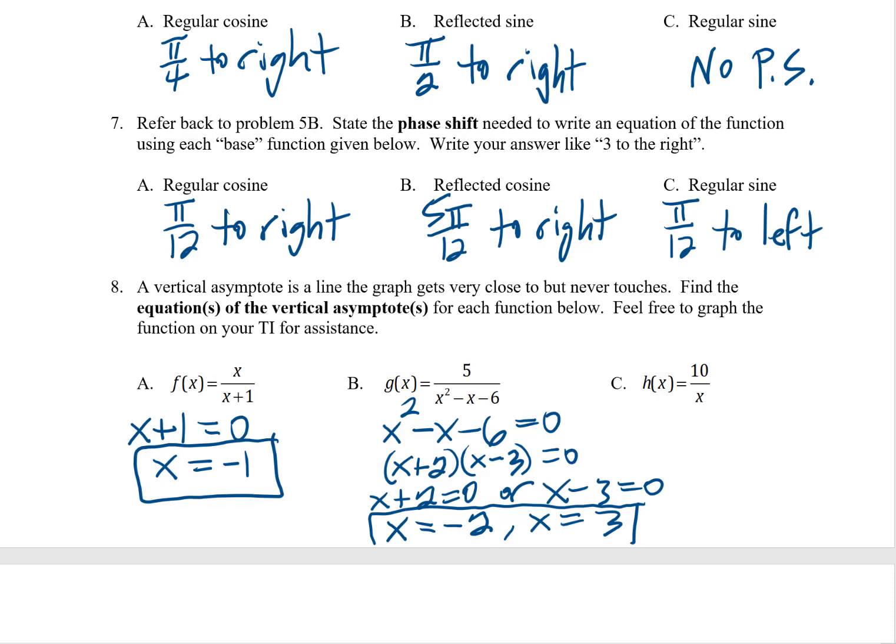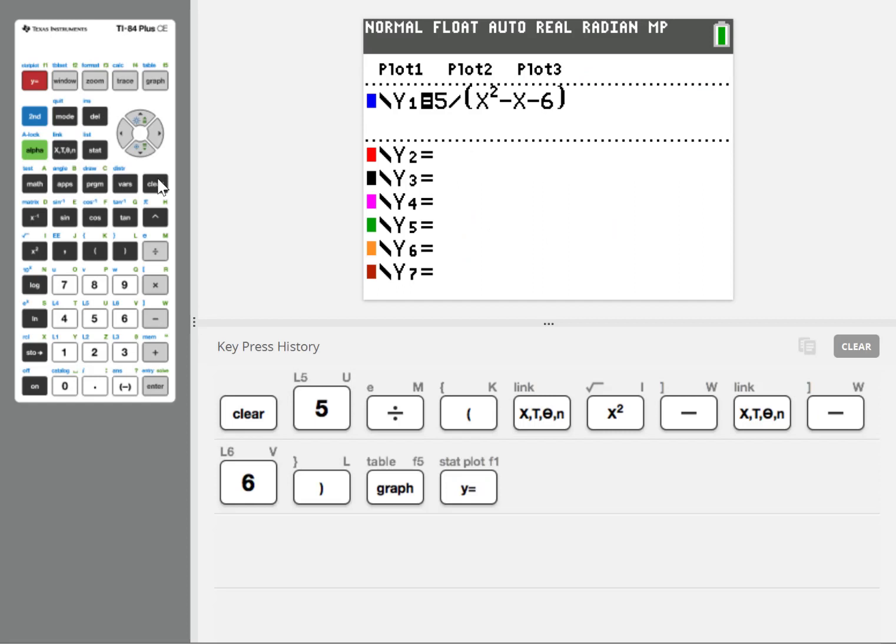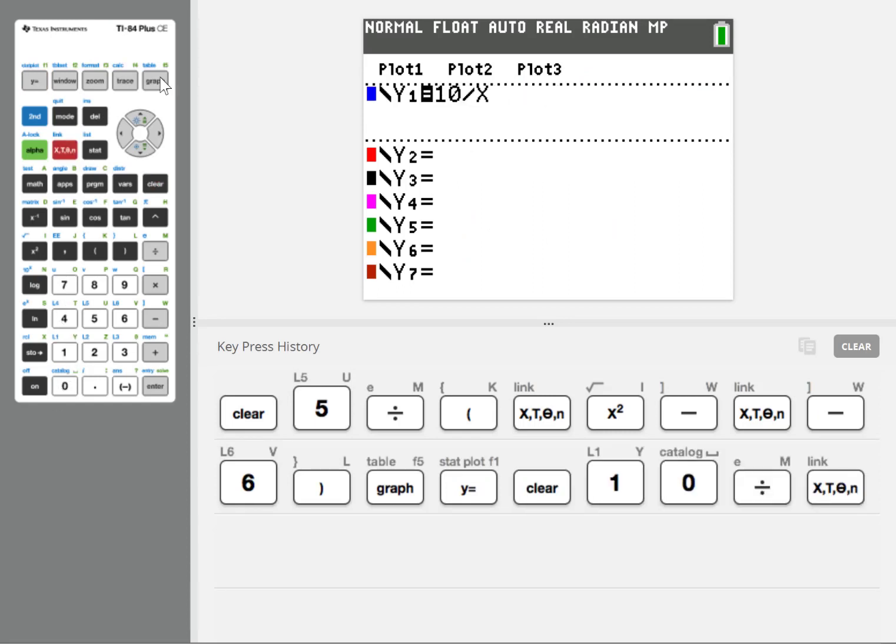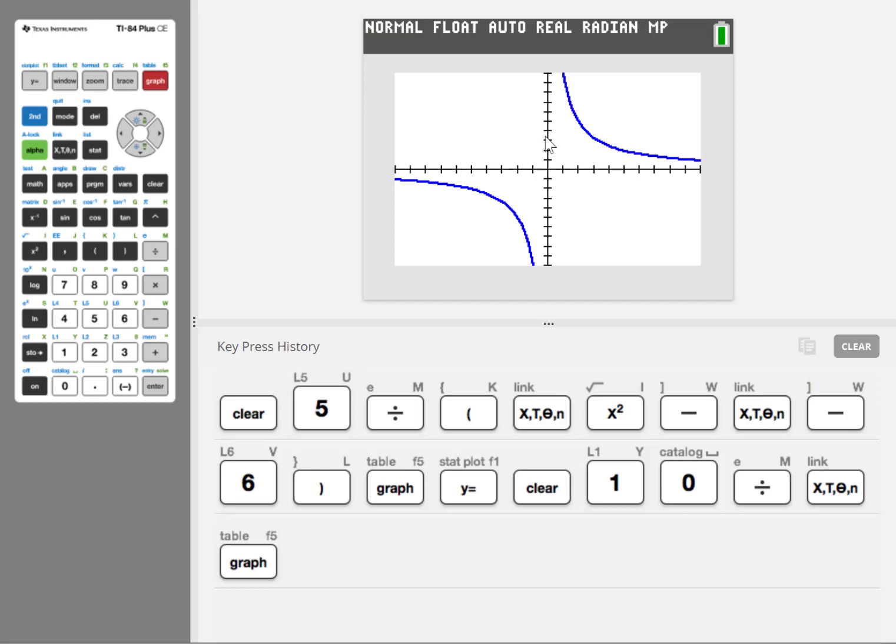The last one I think I can do in my head. It's pretty obvious that the only x that would be bad here would be x equals 0. And so we must have a vertical asymptote at x equals 0. We can draw a picture quickly here. 10 over x is the equation. And when I hit the graph, sure enough, the only asymptote is right here along the y-axis, where the equation is x equals 0.